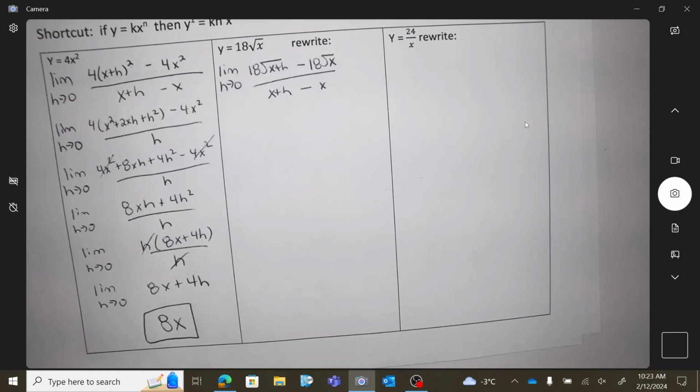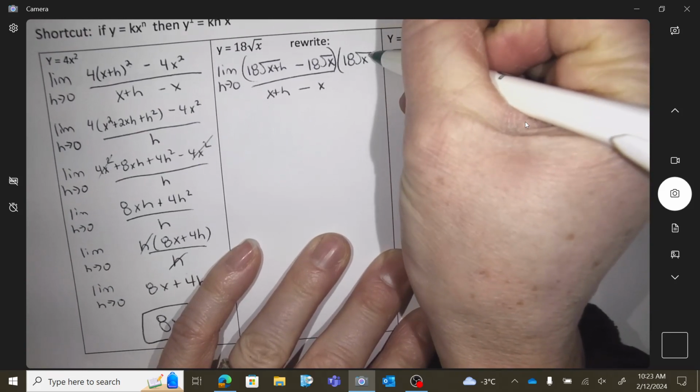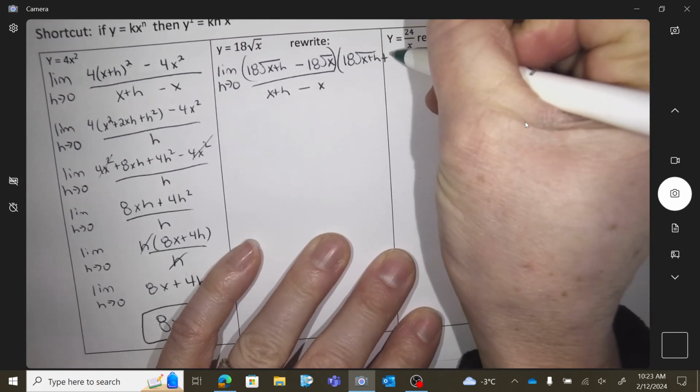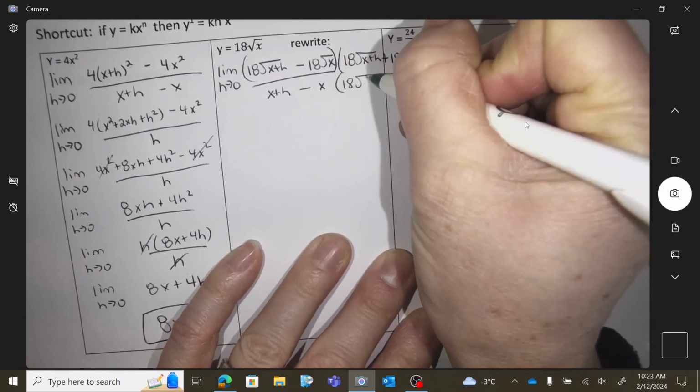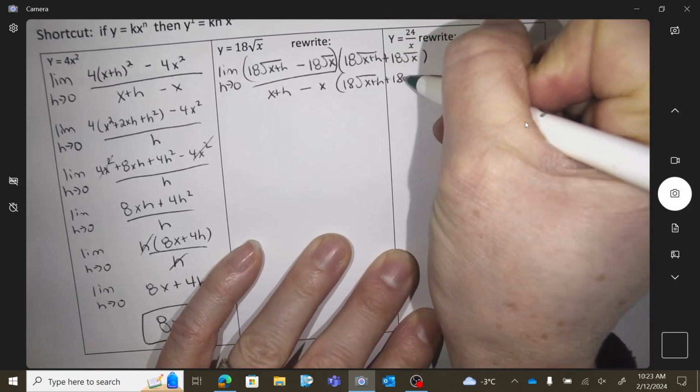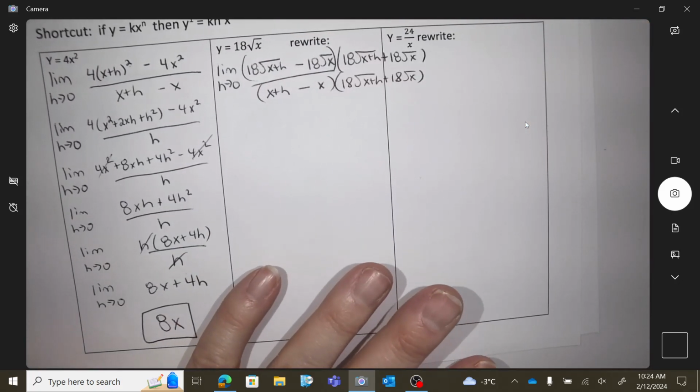Now, if you forget what to do with radicals, you're hooped. What's the algebra radical strategy? Conjugates. So 18 root x plus h, opposite sign. Do you have to do conjugate on this one? Yep. Have to do conjugates.